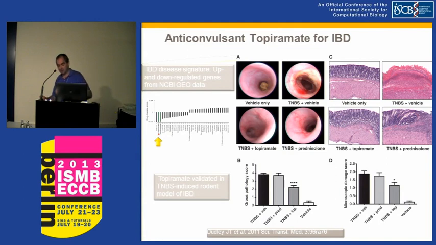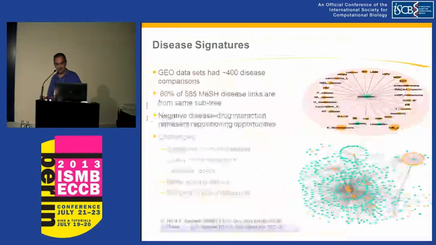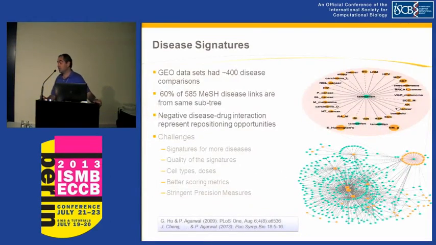We've been using that kind of approach also at GSK. We published work a few years ago where, like others, you can use GEO datasets to obtain disease profiles. We've used that to build disease-to-disease networks, disease-to-drug networks, and so on. You can find some unexpected links between diseases, and in the case of negative disease-drug interactions, those are repositioning opportunities.